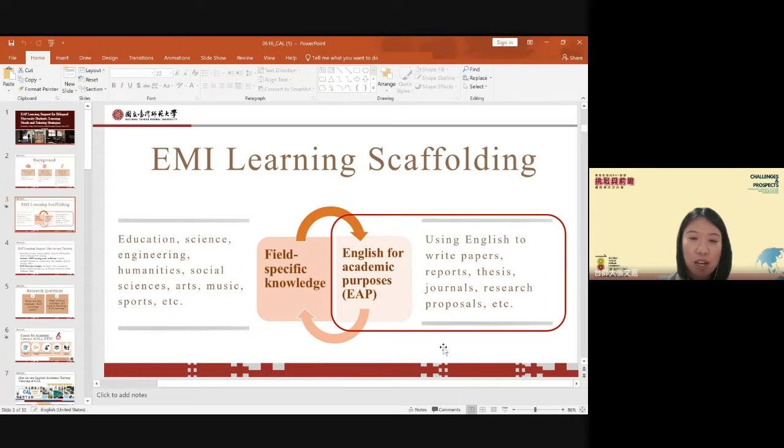So back to the learning scaffolding. There are two types of learning scaffolding that are needed in order to take the EMI courses. The first part is about field-specific knowledge, and the other part is about English abilities. And this kind of English ability is not just for general purposes, but for academic purposes, like using English to write papers. So today we're going to focus on the EAP learning support and how this kind of learning support can ease our students into EMI courses.